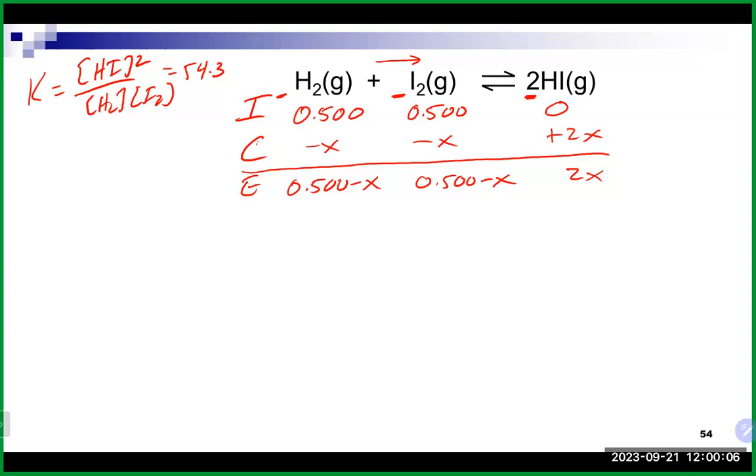So now again, the goal here is to solve for x. So we're going to take what we got here on the equilibrium line. We're going to put it into our expression and do a little math. So we will put it in. That will give me 2x, and it's going to be squared divided by 0.5 minus x times 0.5 minus x, all equaling 54.3. We want to mathematically solve this without having a big headache.